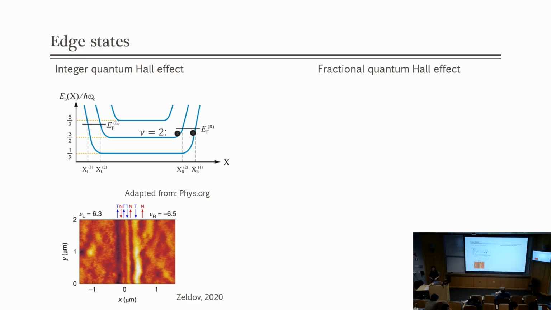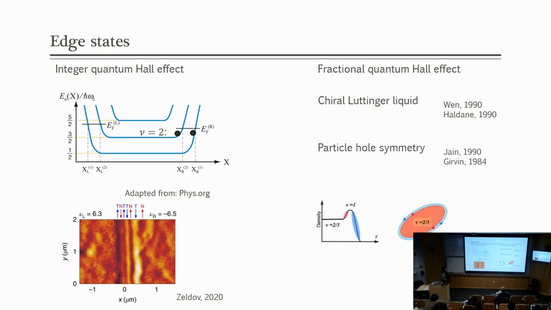But for the fractional quantum Hall effect, it's more complicated because of the strong interaction. So the picture to explain the edge states would be maybe the chiral Luttinger liquid or something of the strongly correlated models. And to make it even worse, it has this particle-hole symmetry. So if it is a nu equals 1/3 edge, it might be just one edge.